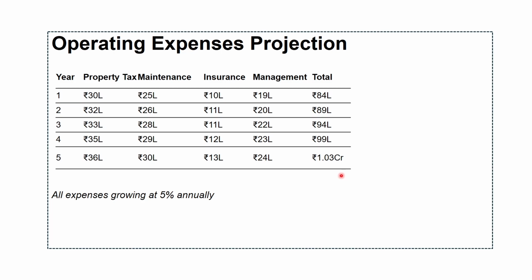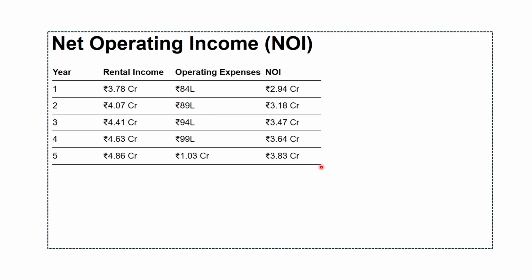The 5% annual growth rate for expenses reflects inflation expectation and typical cost escalation in the Indian real estate market. This conservative approach ensures we do not underestimate the impact of operating cost inflation on investment returns. Then we go to net operating income. Net operating income is calculated by subtracting total operating expenses from rental income for each year. So, in year 1, rental income of 3.78 crores minus operating expense of 84 lakh results in NOI of 2.94 crores.